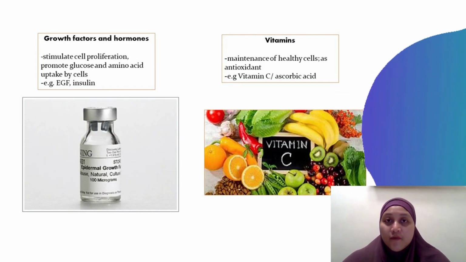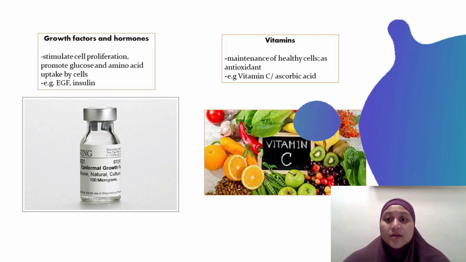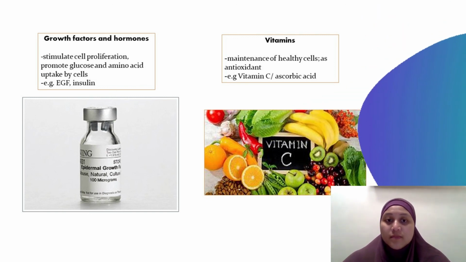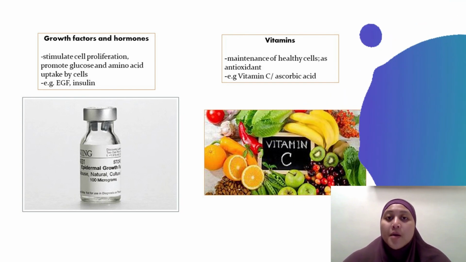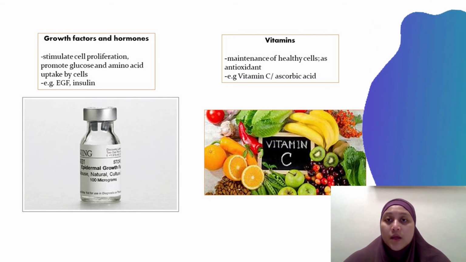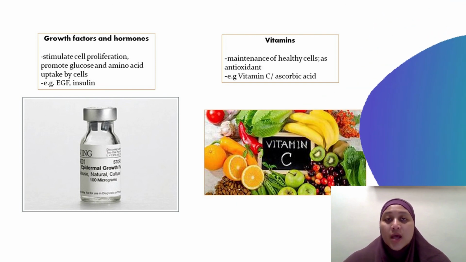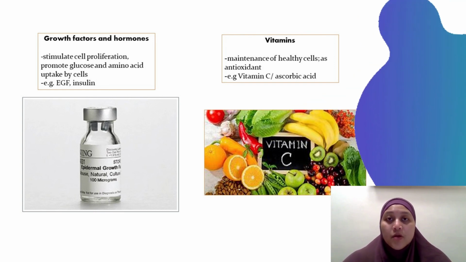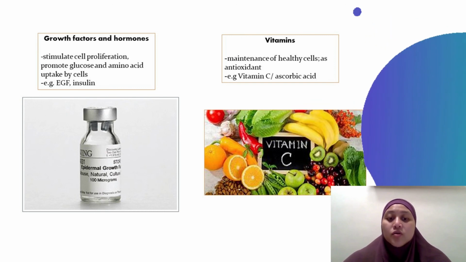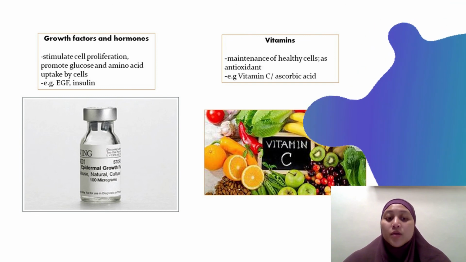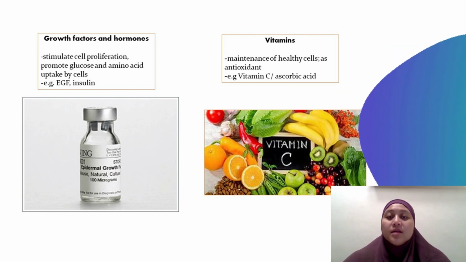The next picture shows the growth factors and hormones. In cell culture, some cells require growth factors and hormones to stimulate cell proliferation. EGF and insulin, for example, stimulate cell proliferation by promoting glucose and amino acid uptake by the cells. Apart from growth factors and hormones, vitamins are also used for maintenance of healthy cells and as antioxidants. Examples of vitamins that are used in cell culture work include ascorbic acid and the B group vitamins, which are important as a growth stimulant in certain cells.